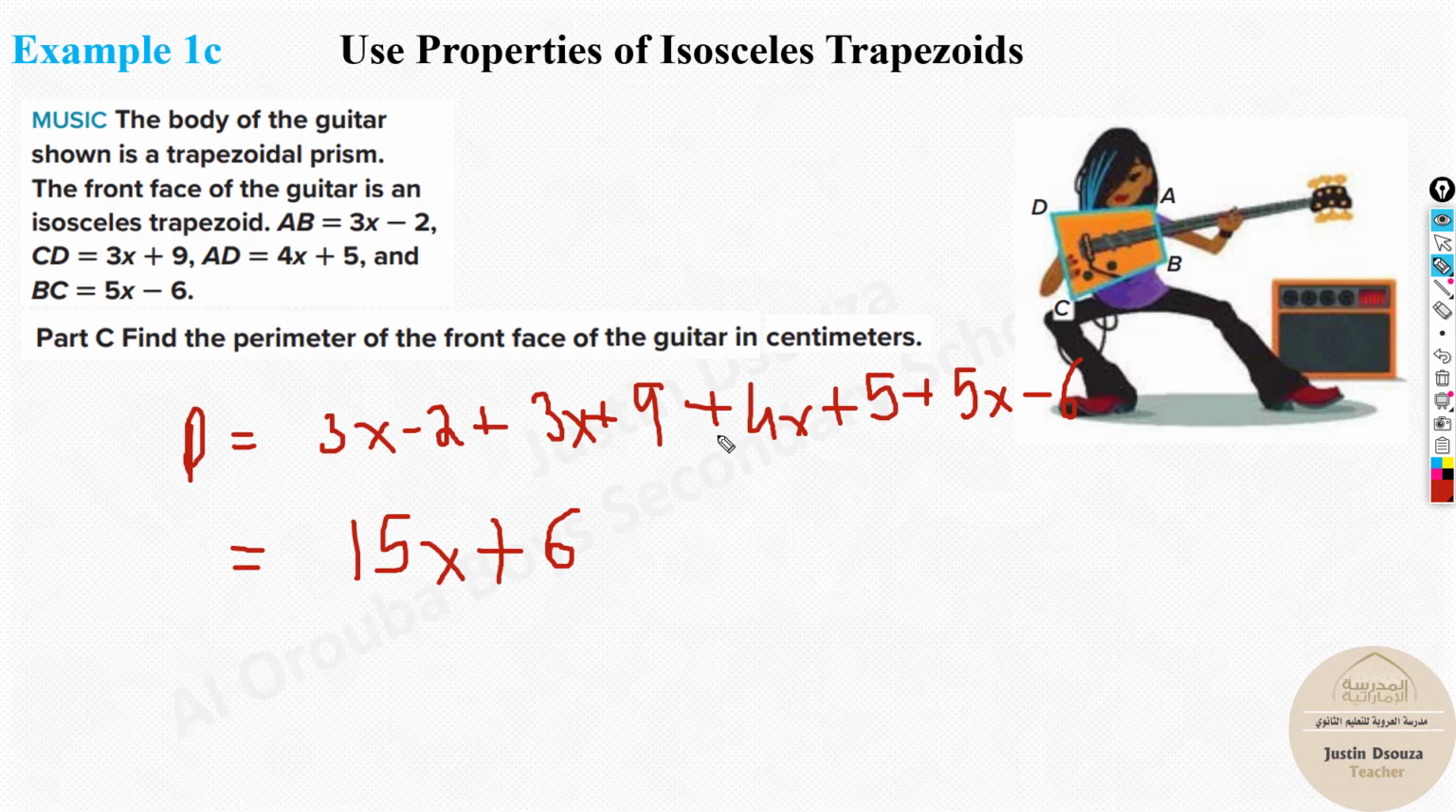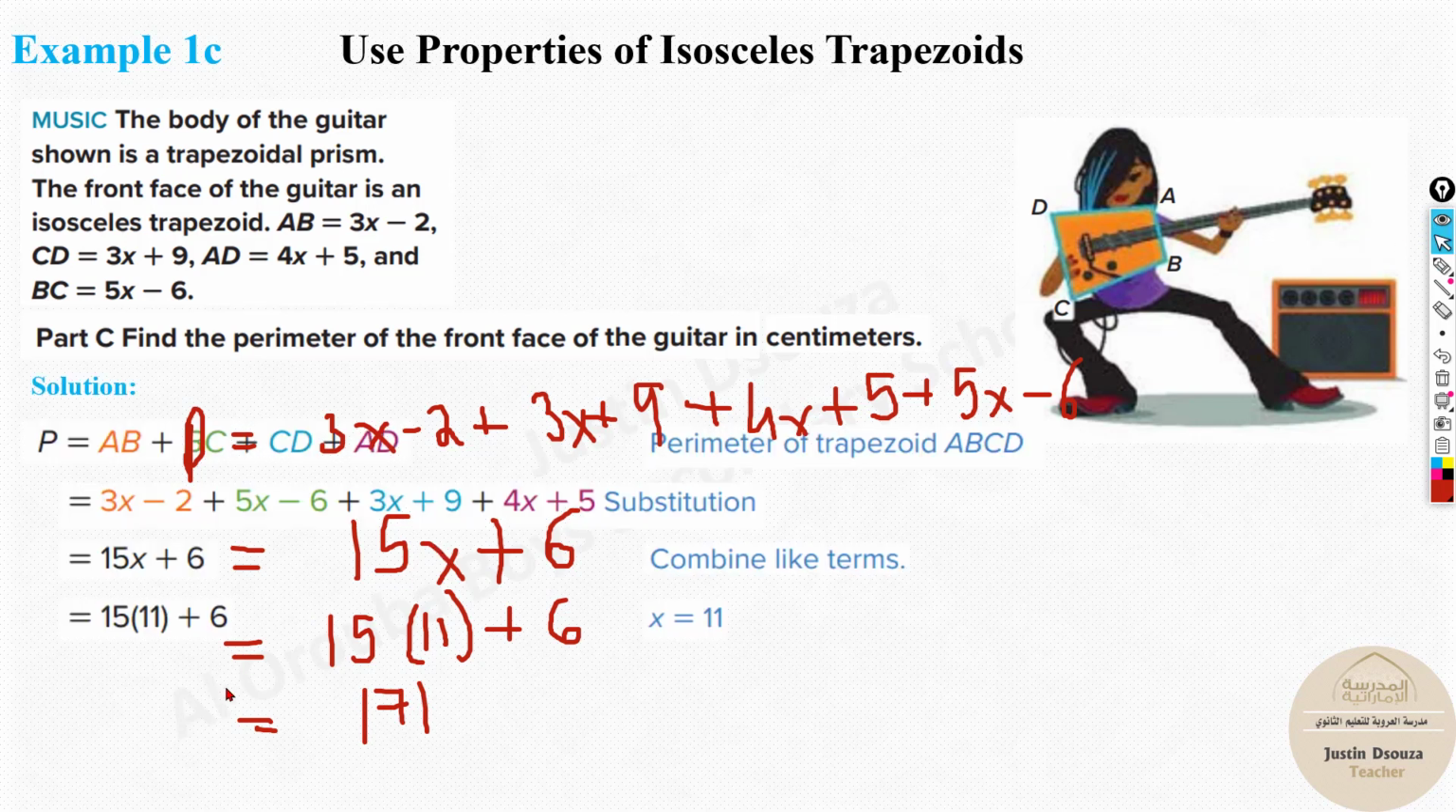You can just put this entire thing in the calculator and substitute x as 11. That's also possible. Now here, 15 into 11, x is 11, plus 6. So 150 plus 15 is 165, plus 6 is 171. I hope this is correct, or did I make any mistake? Okay, it's correct.